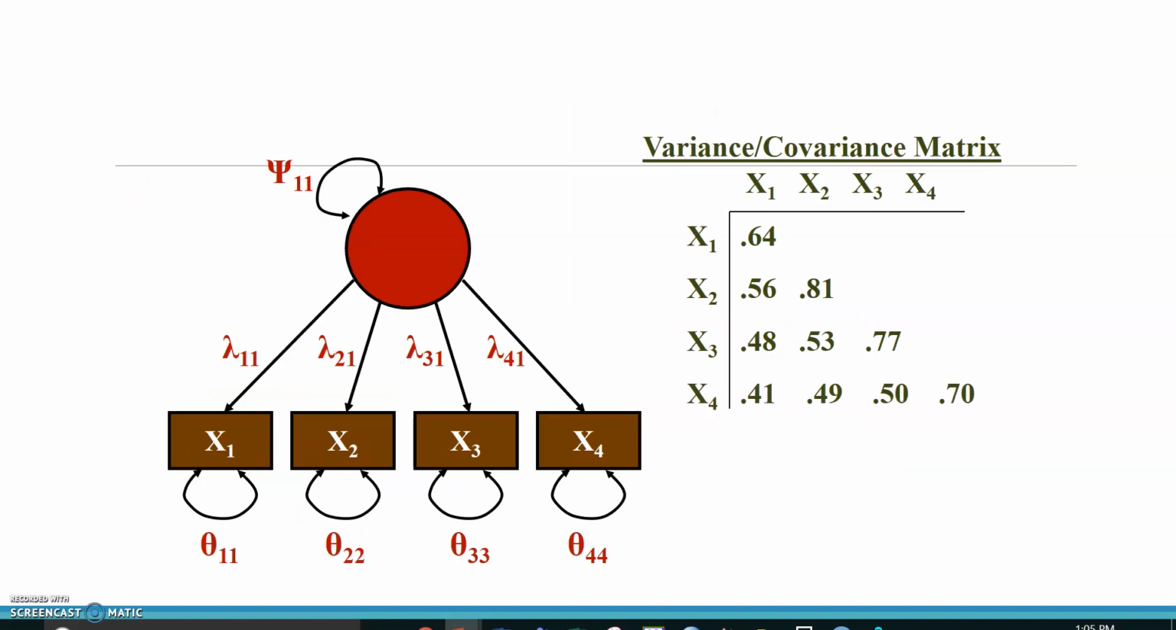But magically, as soon as we get to 4 items, we now have all of the information that we need to estimate everything that we're trying to estimate. So I now have trying to estimate 9 things, and I have 10 observed variables.